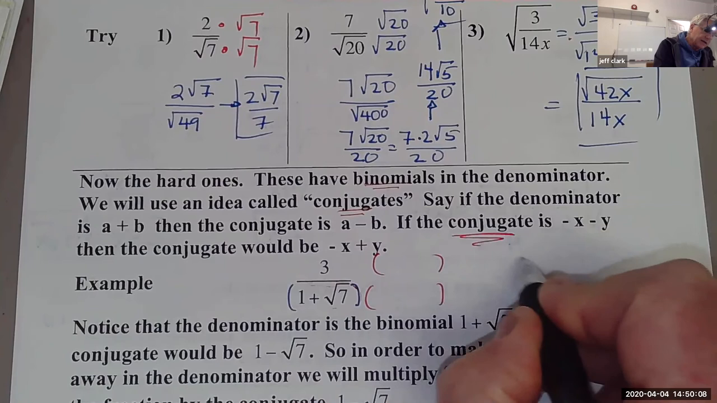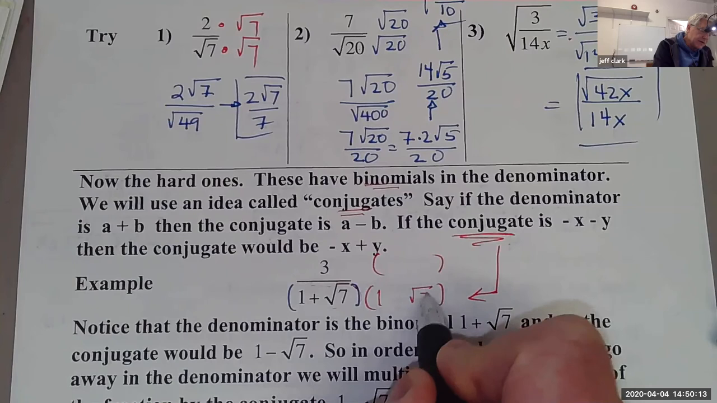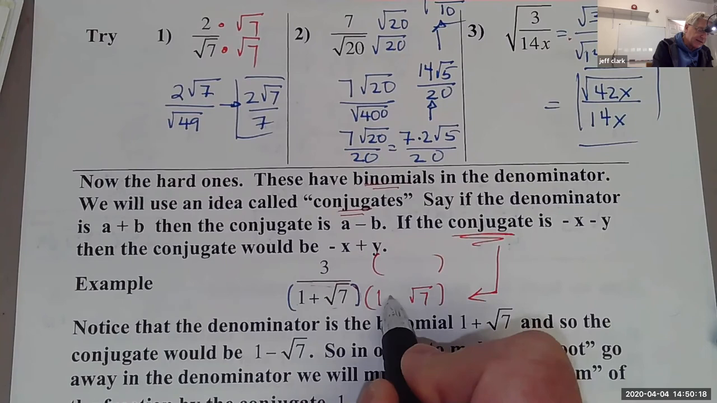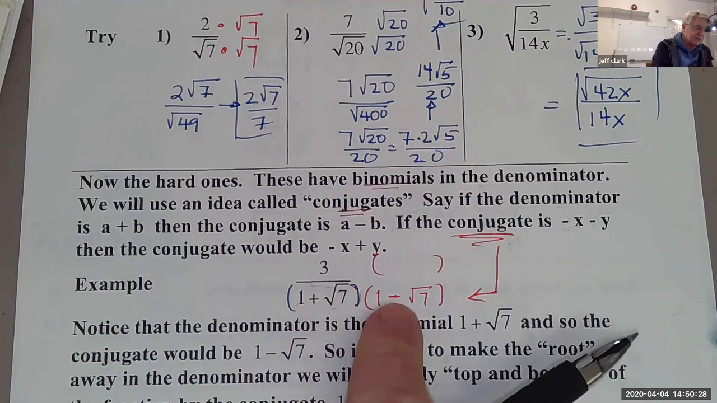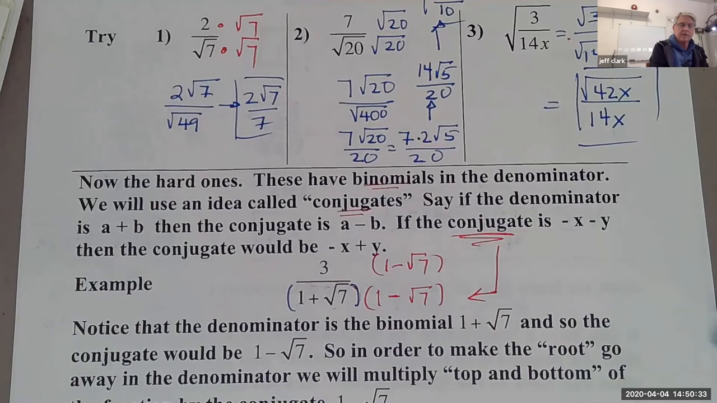The conjugate looks the same. They look the same, one in the root seven, but they're opposite signs. This has got to be a negative, opposite signs. So Jeff, what about if there was a negative right here? Yeah, that would have to be a positive. These have to be opposite signs. So one subtract root seven. That's what I did down here.